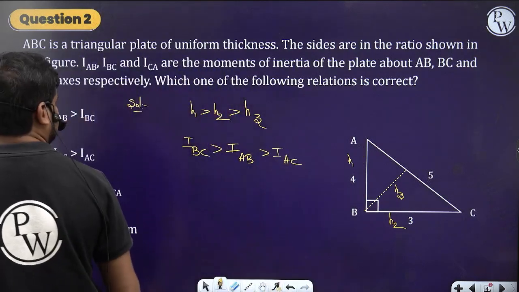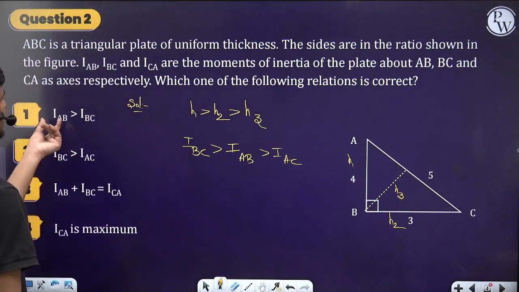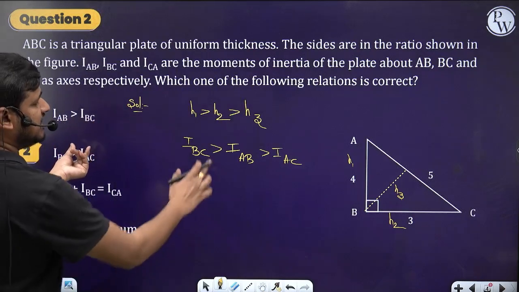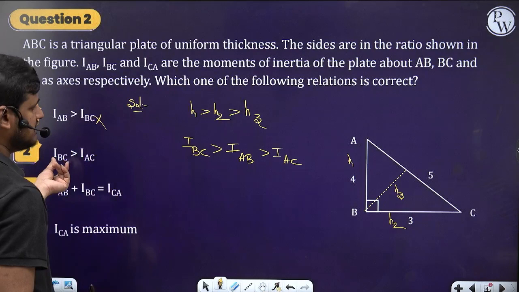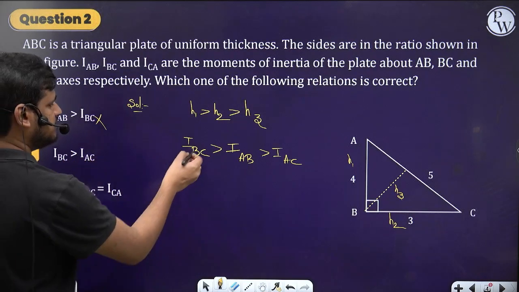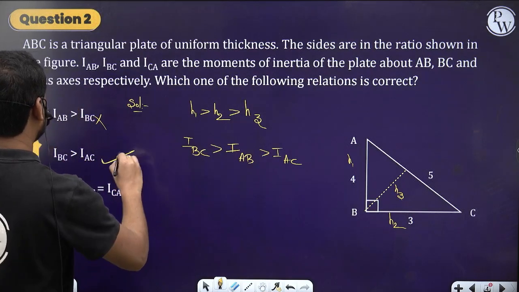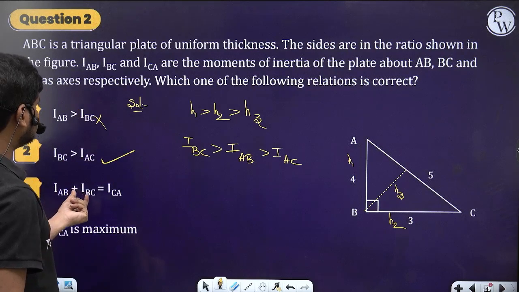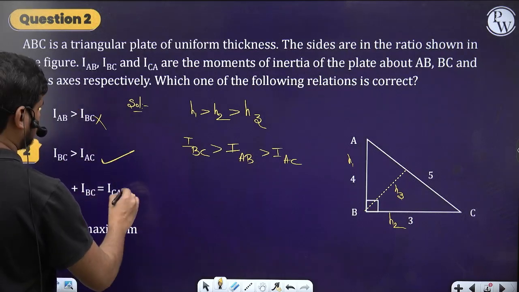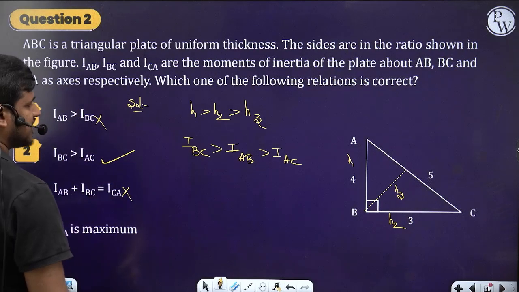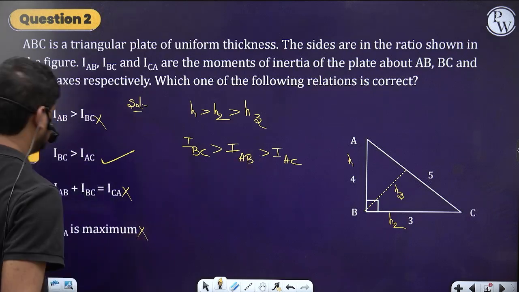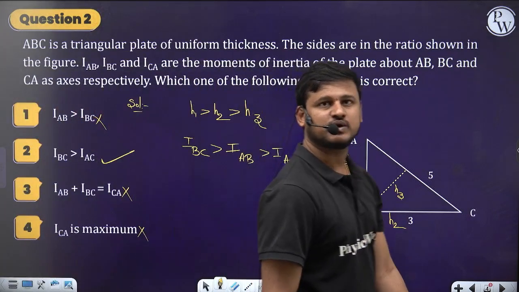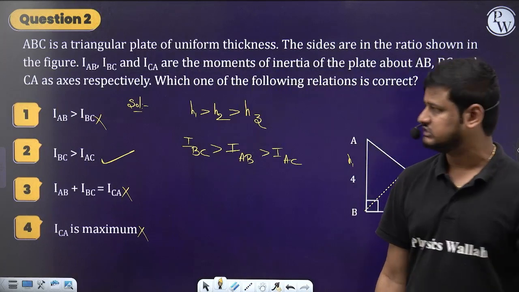So BC is greater than AC. So AB is greater than BC. AB greater than BC, this option is wrong. BC is greater than AC, this option is correct. So IAB plus IBC is equal to ICA. No. So ICA is maximum. ICA is least actually. So option 2 is the correct one guys. Done. Simple question again.